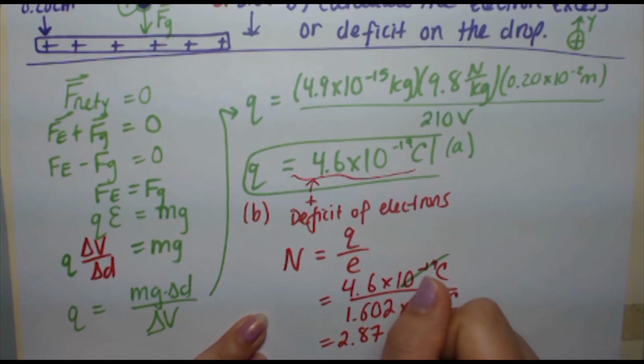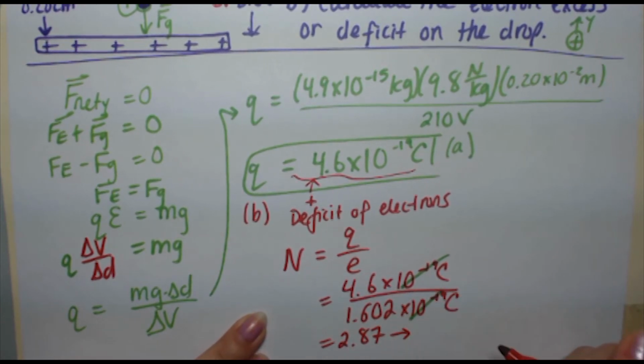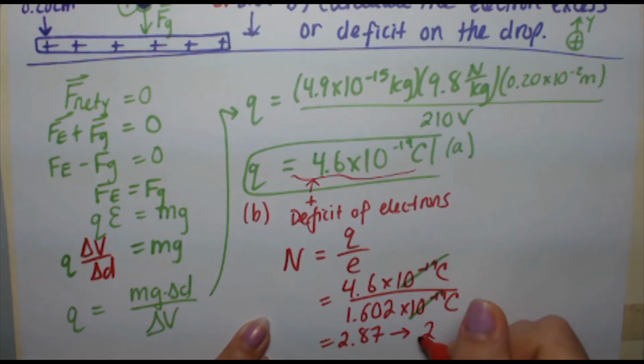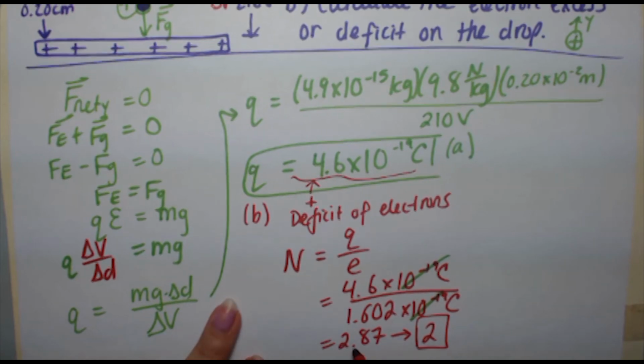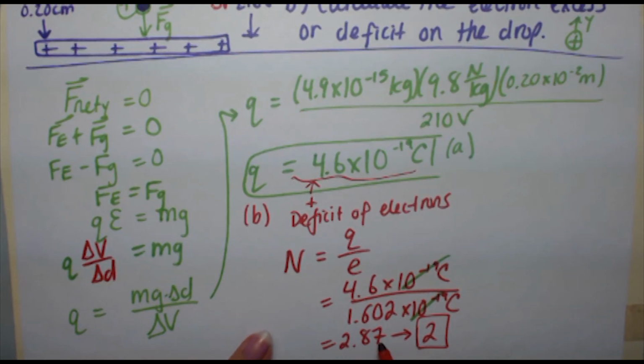Okay, now here's the thing. You can't have 0.87 of an electron, unfortunately. Now, normally in math, we take that number and we round it up to 3. But if you have 0.87 of an electron, it's not the same as having a whole electron. So actually, we have to round this down to 2. So in fact, we have a deficit of 2 electrons. If this number was something like 3.00001, you can say it's 3 electrons. But like this, you can't say that there's 3. You have to round down and say there's 2.